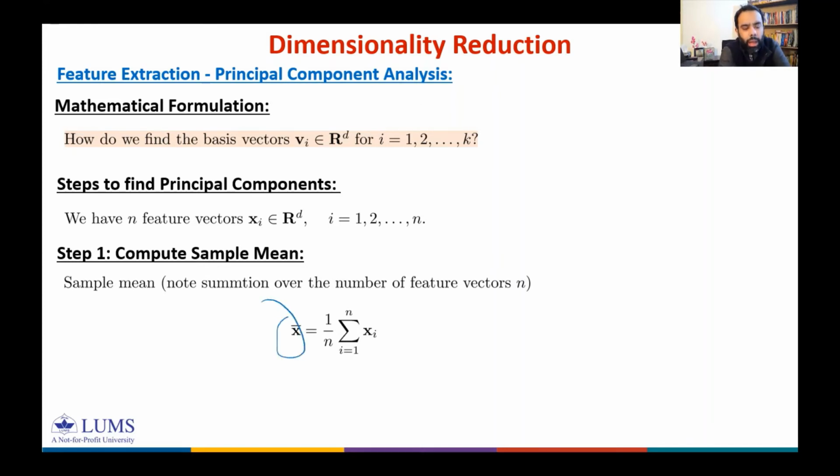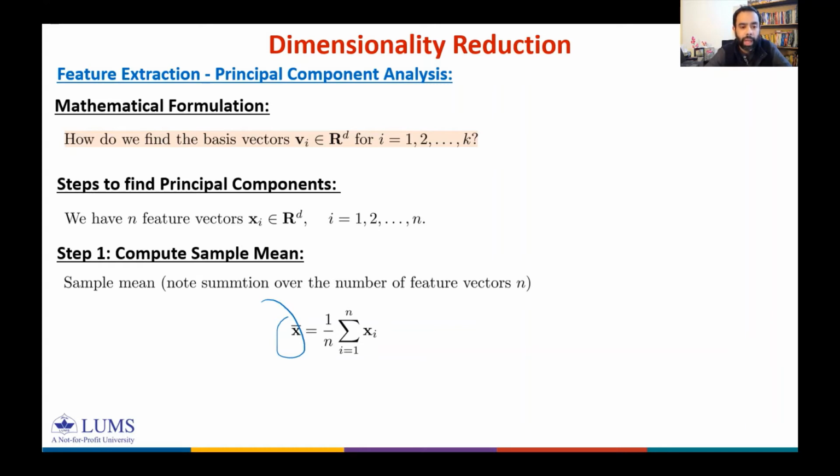And what is this? You take x1 plus x2 plus x3 and you sum all the feature vectors, and you take the average value of all of these. This I call the sample mean. So summation is over the number of feature vectors, right? From 1 to n. It's not along d, right? You're just summing all the data points you have, and you just divide by the number of data points.